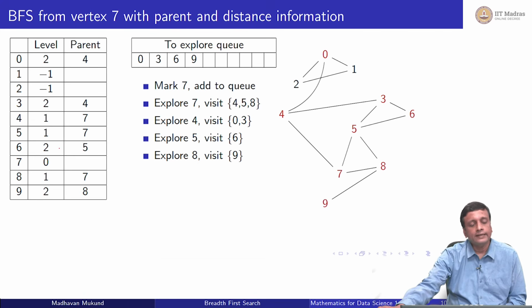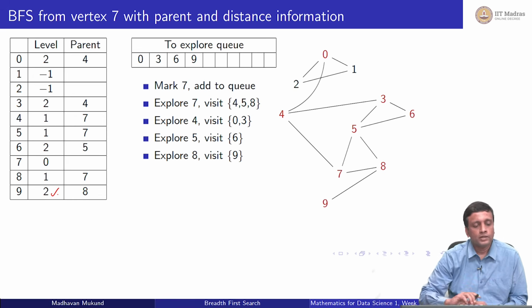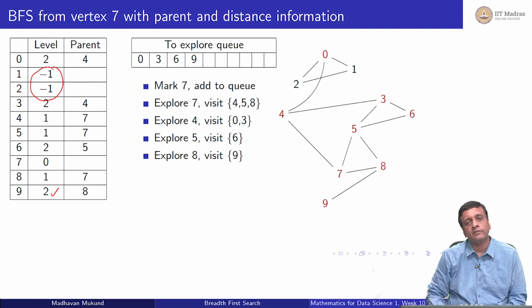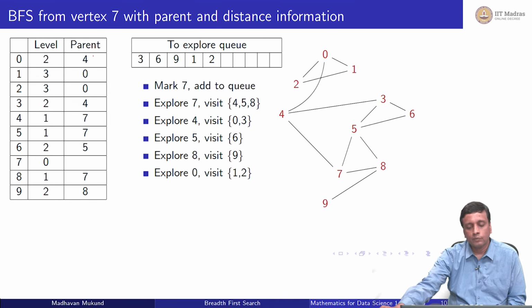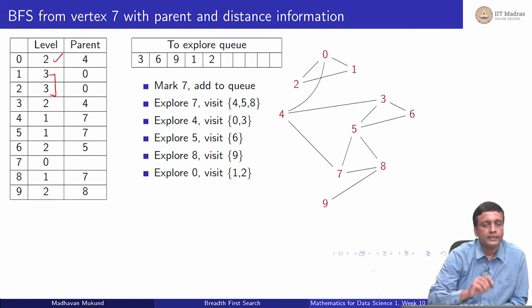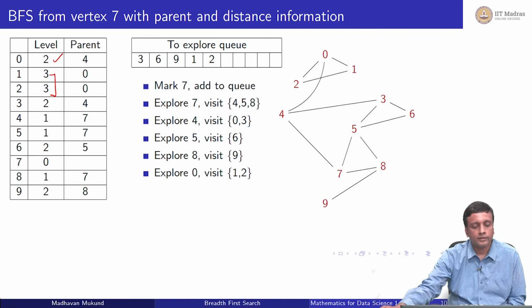Similarly, when I look at 8, 8 was also originally a level 1 vertex. So 9, which is reachable from 8, also becomes 2. So at this point, we can see that the two vertices which have not yet been visited are the ones which have level -1. That of course is going to be fixed next when I explore 0. Notice that exploring 0 means that 0 has level 2. So these two become 3, because in order to reach 1 and 2, I have to first go to 0, and 0 was already 2 edges away.